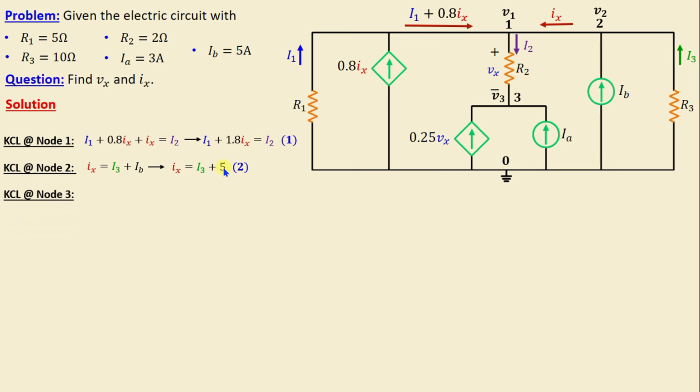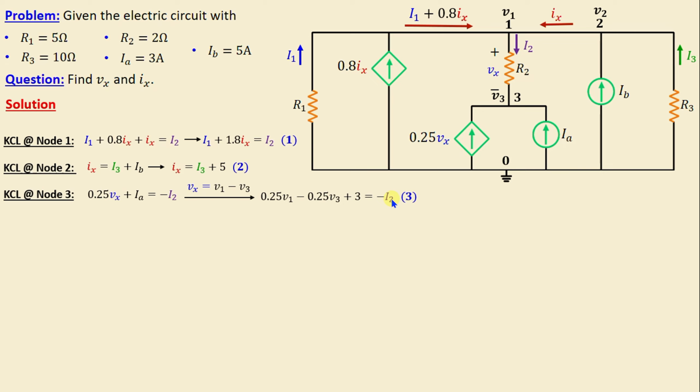Let's move on to node 3. By applying Kirchhoff's current law at node 3, we can write 0.25 Vx plus Ia is equal to negative I2. And we know here from our network that Vx is equal to V1 minus V3. And if we replace Vx here in this expression, we obtain 0.25 V1 minus 0.25 V3 plus 3, thus Ia is equal to negative I2.